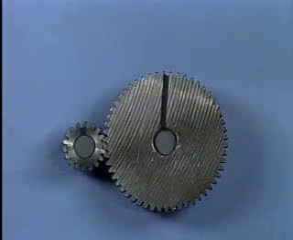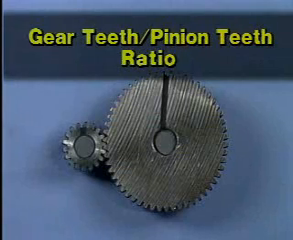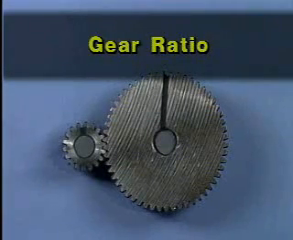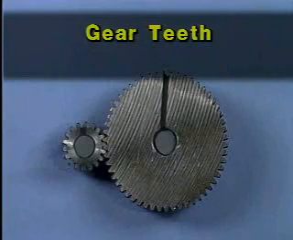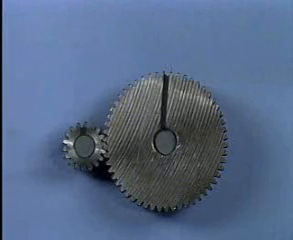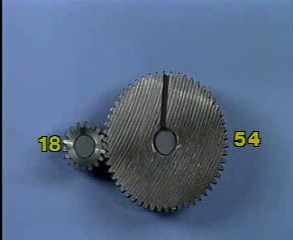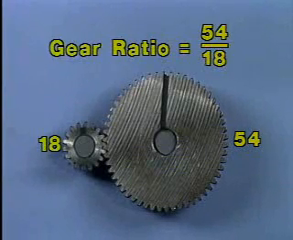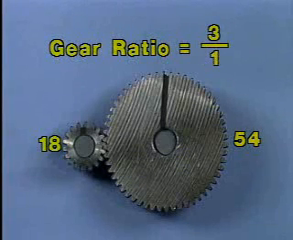This relationship is called the gear teeth to pinion teeth ratio, or simply the gear ratio. This ratio can be expressed as the number of gear teeth divided by the number of pinion teeth. So in this example, since there are 54 teeth on the larger gear and 18 teeth on the pinion, there's a ratio of 54 to 18, or 3 to 1. This means that the pinion is turning at 3 times the speed of the gear.